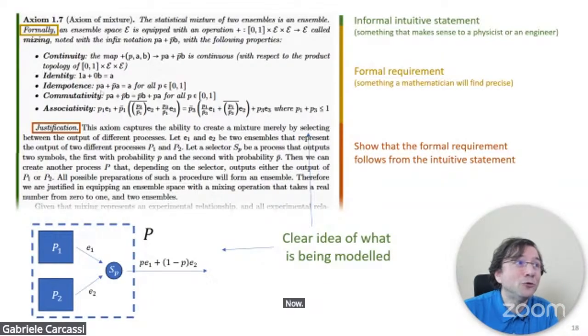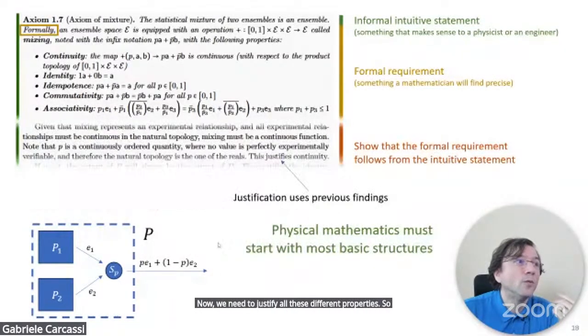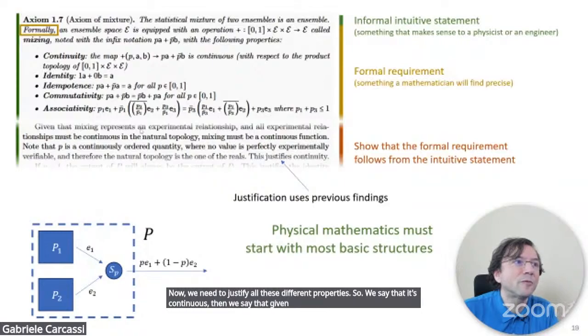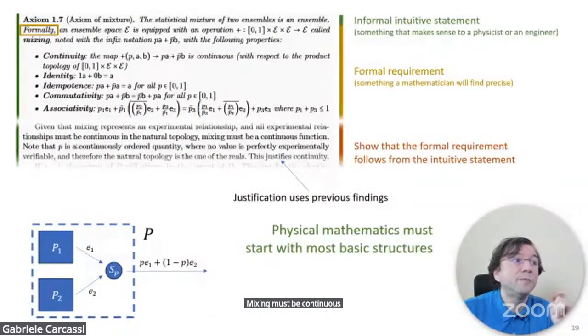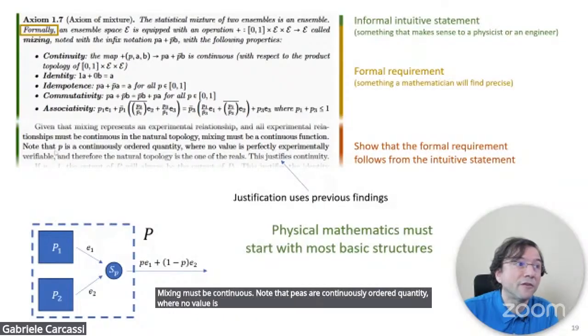Now we need to justify all these different properties. So we say that it's continuous. Given that mixing represents an experimental relationship, and all experimental relationships must be continuous in the natural topology, mixing must be continuous. Note that P is a continuously ordered quantity where no value is perfectly experimentally verifiable, and therefore the natural topology is the one of the reals.